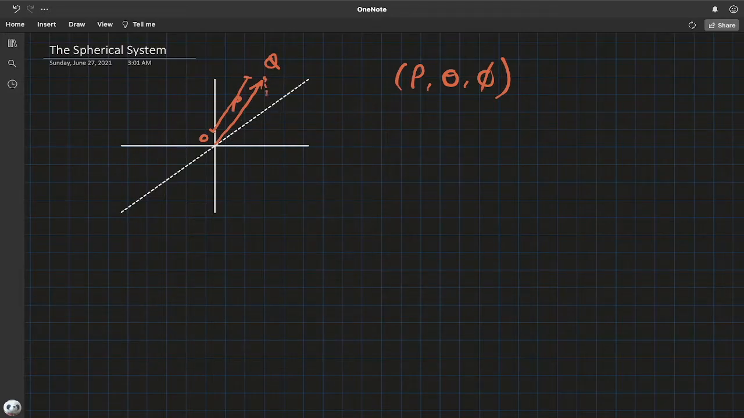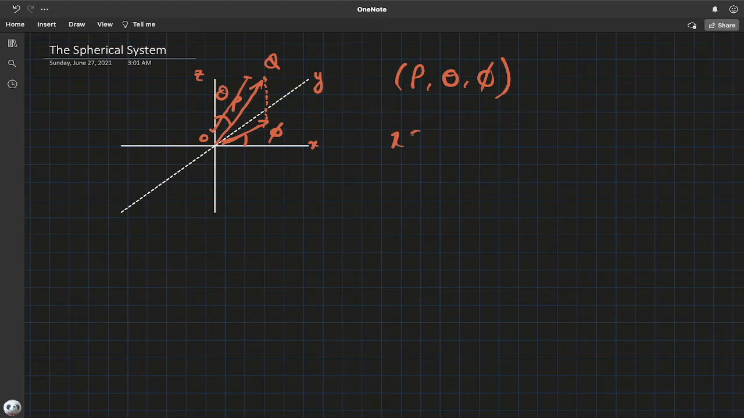If you project this onto the XY plane, this is your x-axis, this is your y-axis, this is your z-axis, then the angle it subtends from the x-axis is phi. The angle it subtends from the z-axis is theta. I hope you see the picture. It's hard to visualize 3D sometimes.